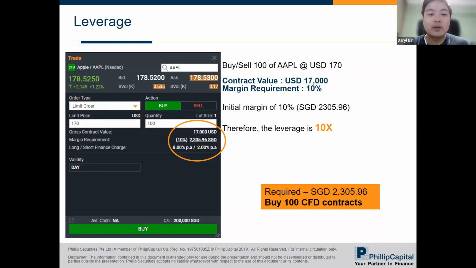Over here, we can see that the margin requirement is 10%. This means that the margin required to take on these positions, which also means that in this situation, if we want to long or hold 100 Apple contracts, we will need around 2.3K SGD, Singapore dollars of margin to purchase the contract that is worth around $17,000. From this ticket, you will also be able to see the long short financing charges.